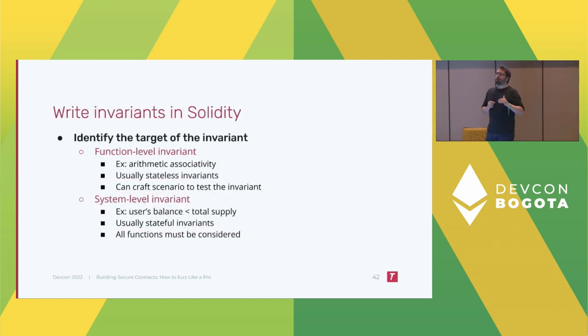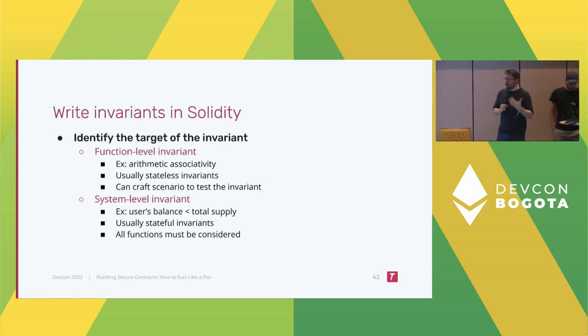Once you have this list of invariants, usually you can split invariants into two categories: function-level invariants and system-level invariants. Function-level invariants are usually stateless. You can just look at a specific function and try to see if it holds. So the arithmetic invariants I mentioned are stateless and are function-level invariants. Here you can craft a simple scenario just by calling the specific function.